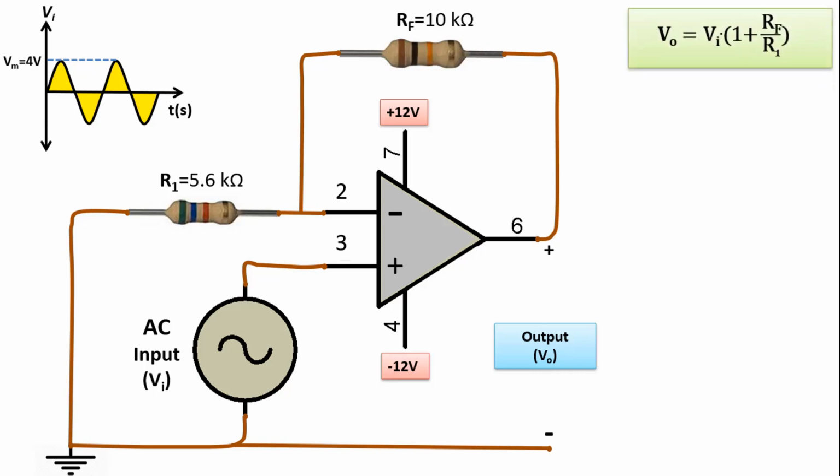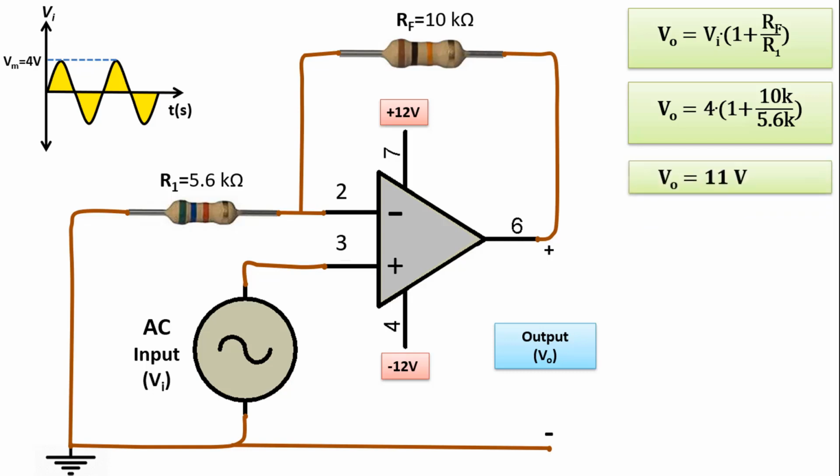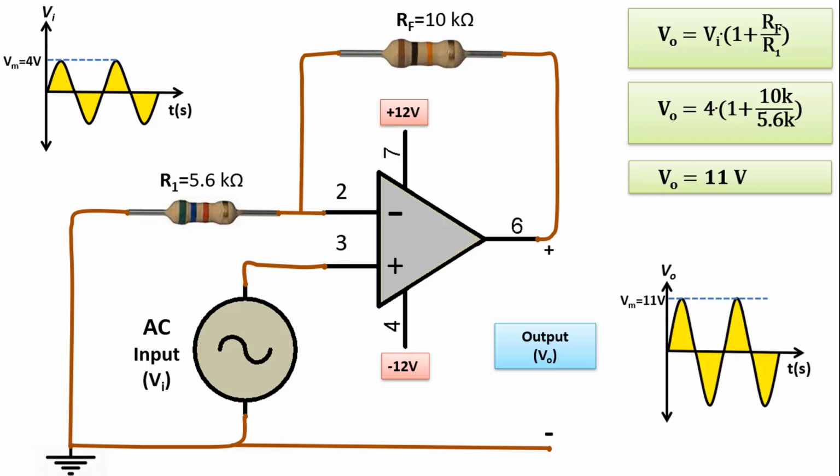Here too, we can operate by going through the maximum value. Our formula is Vo equals Vi times 1 plus Rf over R1. If we substitute the values, Vo equals 4 times 1 plus 10 kiloohms divided by 5.6 kiloohms. If we do this, we find the output value to be approximately 11 volts. In other words, the AC input with a maximum value of 4 volts sinusoidal AC is amplified to AC with a maximum value of 11 volts at the output. Since the input here is from the non-inverting input, there will be no phase shift. It will be the same as the output as it is at the input.